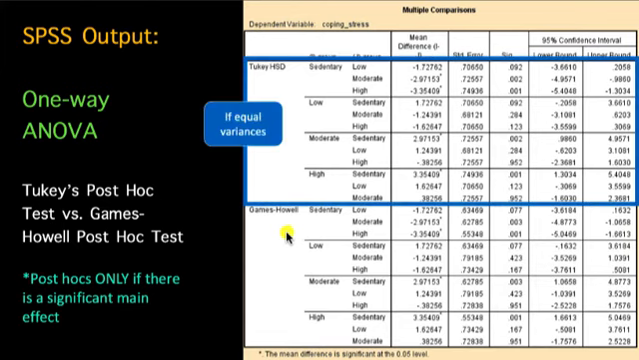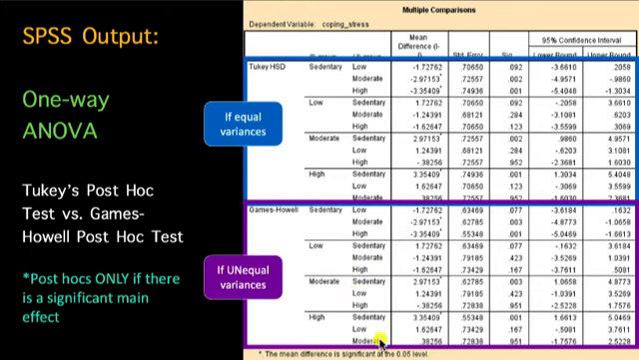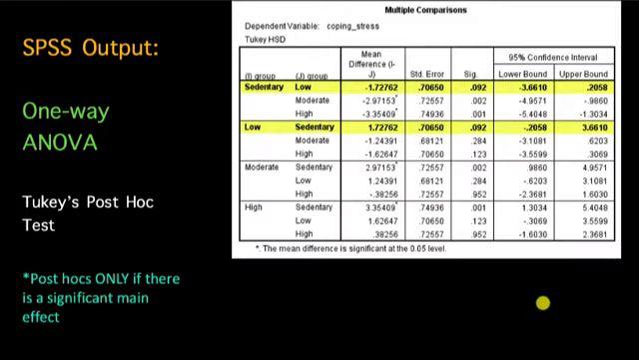So if we have equal variances assumed, you'll read Tukey's test, which for our example, this is the part that we would focus on. And then if we had violated homogeneity of variance, we would end up reading the Games-Howell results down here. So continuing with what we have so far, we met our assumption. We read the ANOVA table, found that we had a significant effect of activity level on coping with stress. And then because we had equal variances, we will look at Tukey's post-hoc tests.